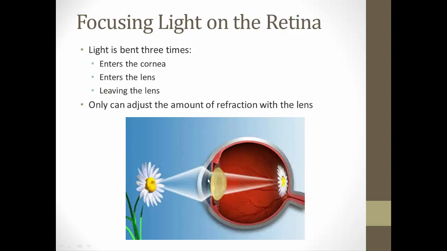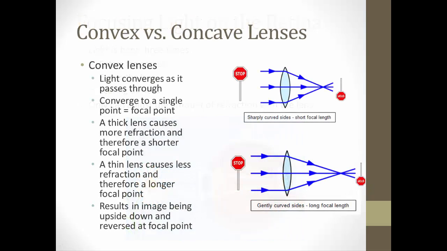So really it's just the cornea and the lens that bend the light in order for that image to focus on the retina. But we can only adjust the amount of refraction, or how much that light bends, using the lens. We can make this lens thicker or thinner to bend the light more or less. The cornea is fixed. You can't change its thickness in order to bend the light more or less. Okay? So let's first look at the two types of lenses before we get into how the lens actually gets light focused on the retina.